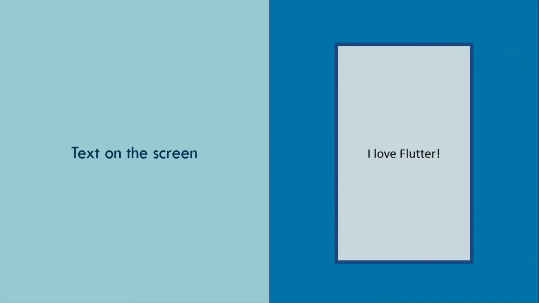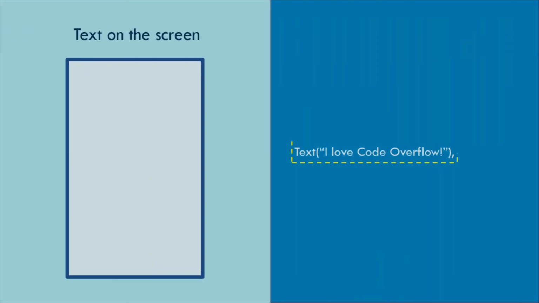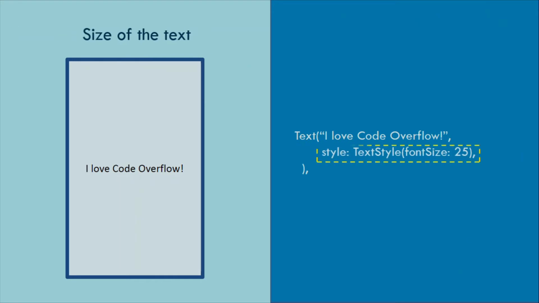Apps are centered around reading, so we need a widget to type in the text. Here comes the text widget. Create a text widget and type the text in the quotation marks. Tap into the style property to increase the size of the text.